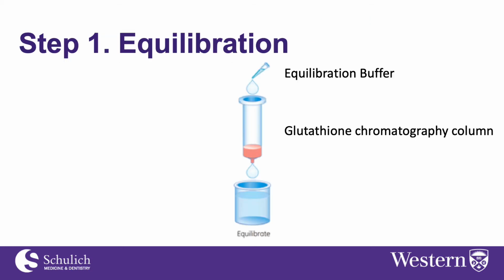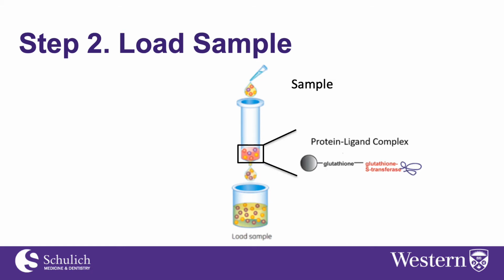First, an equilibration buffer is added to the glutathione chromatography column and allowed to drip into a liquid waste container. This buffer creates the optimal condition for the GST-tagged proteins to interact with the glutathione ligand. For example, the buffer may contain Tris to maintain pH. The second step is to load the sample into the column. The GST-tagged proteins of interest will bind to the insoluble part of the matrix.